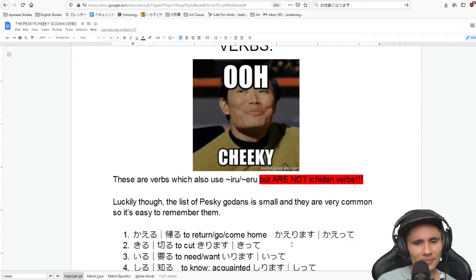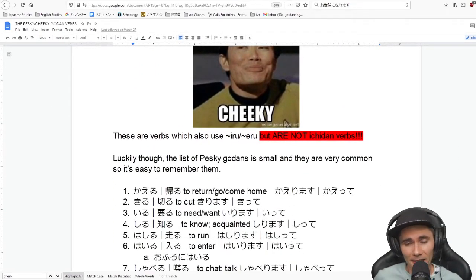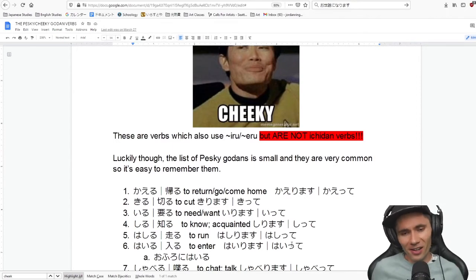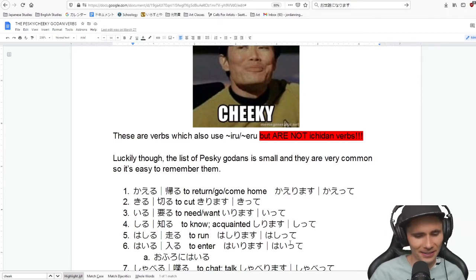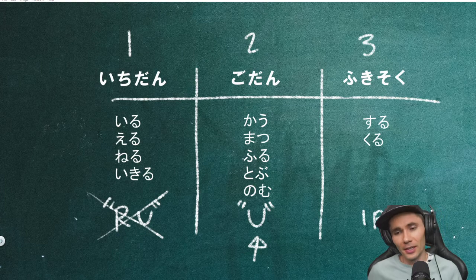We once again need to memorize these, and remember that they are godan verbs, that second group. And so they are going to be conjugated like all other godans, not like ichidan verbs.